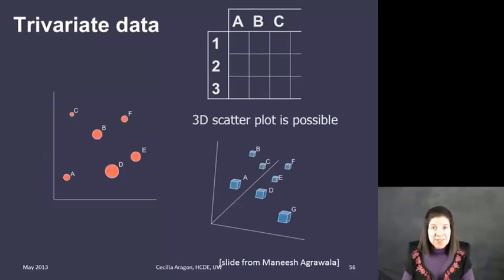Moving up to 3 dimensions, now it's getting a bit more challenging. So we can try a 3D scatter plot, but what are some of the problems? Let's look at the 3D scatter plot on the right with blue cubes. Where exactly are E and F in relation to each other? It's a bit of a problem trying to represent 3-dimensional information on a 2-dimensional surface.